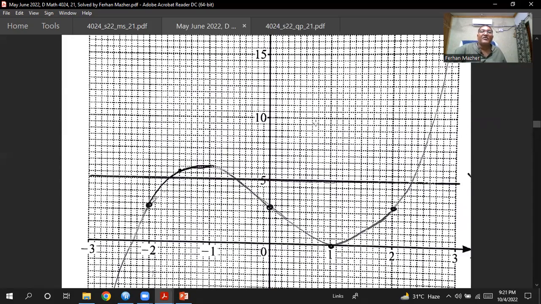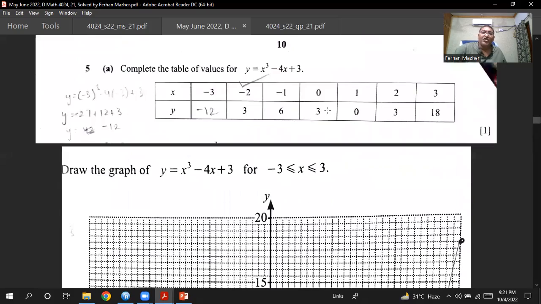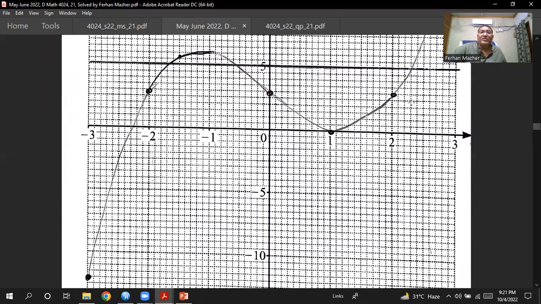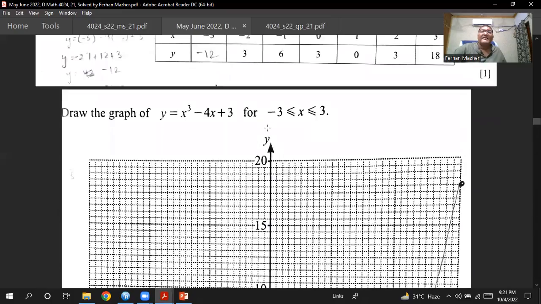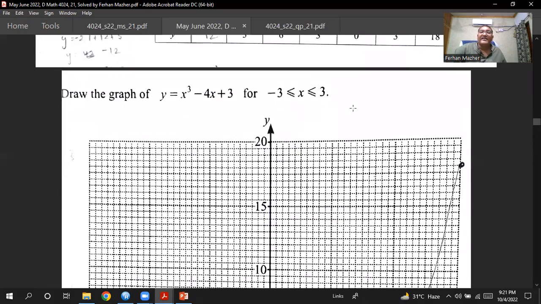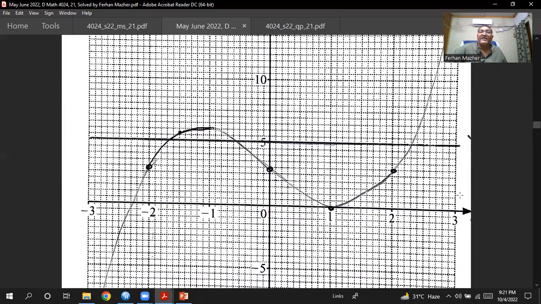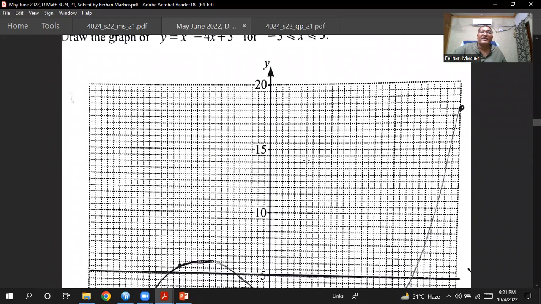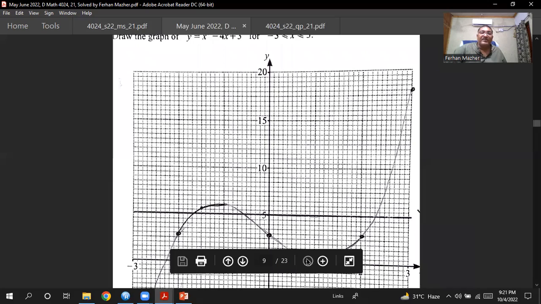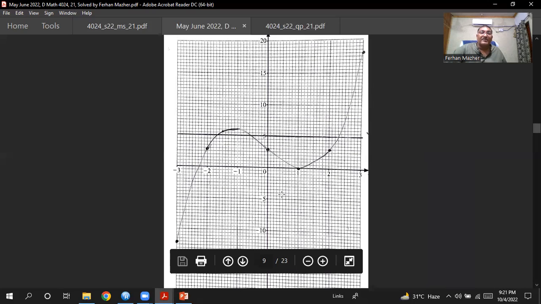At 1, we have 0 value. At 2, the value is 3. And then at 3, the value is 18. So here we go, put a dot here. Then I will join these dots with smooth curves, and I will get this. So this is a typical shape of the graph of a cubic equation. Hopefully you understand this.